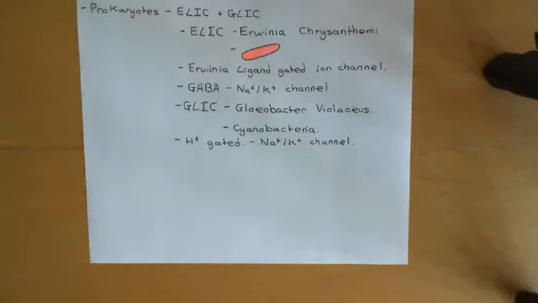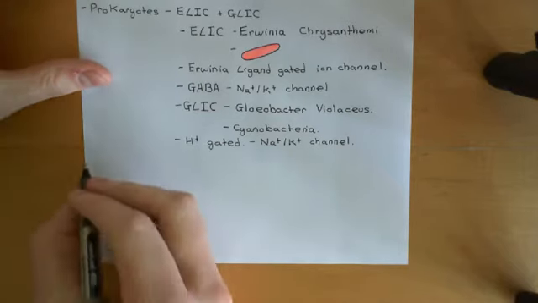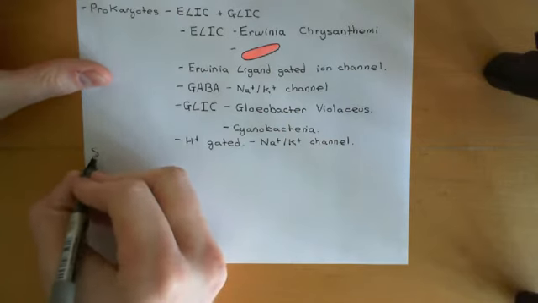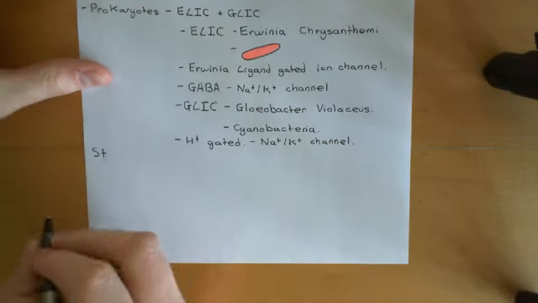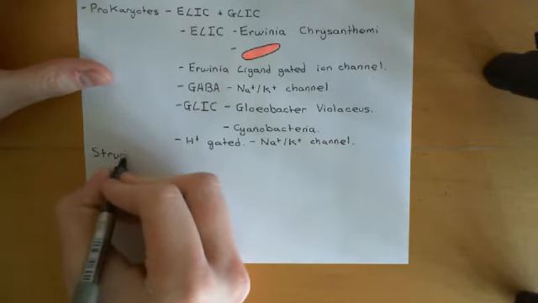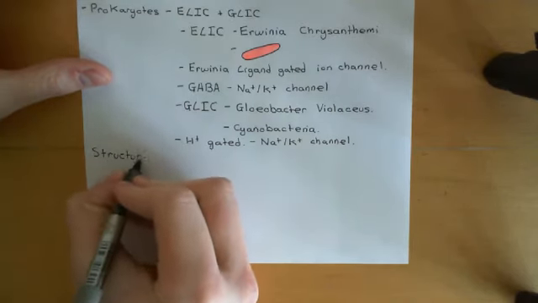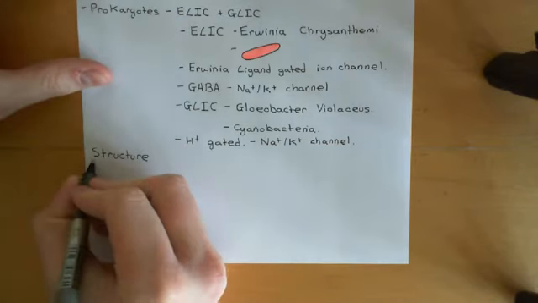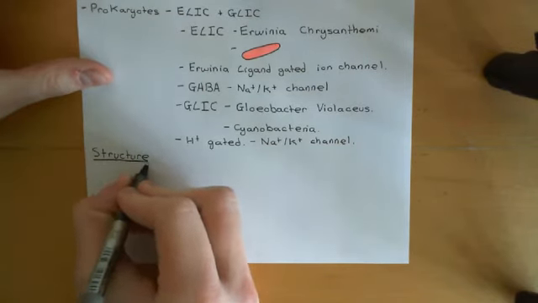Okay, so welcome back to this next video in which we are discussing Cys-Loop receptors or Cys-Loop ligand-gated ion channels. Okay, right, so we've now discussed lots of examples of Cys-Loop receptors. What I want to turn my attention onto now is the structure of Cys-Loop receptors, and we're going to look at them in much more detail than we have previously.